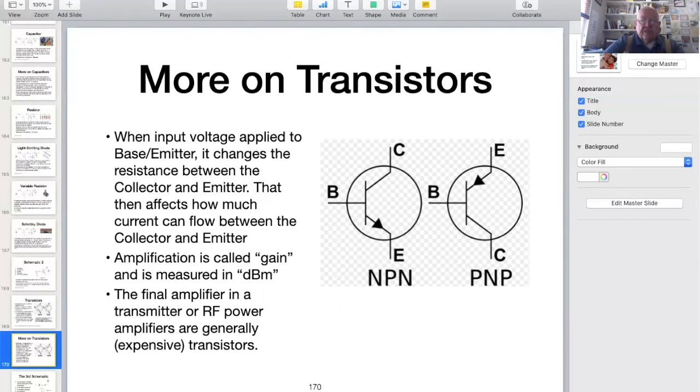Modern transceivers make extensive use of transistors as switches, modulators, and amplifiers. The final amplifier in a transmitter is the most expensive part of the transmitter, as it contains some very expensive power transistors to boost the output power from a few milliwatts to 100 watts or more.